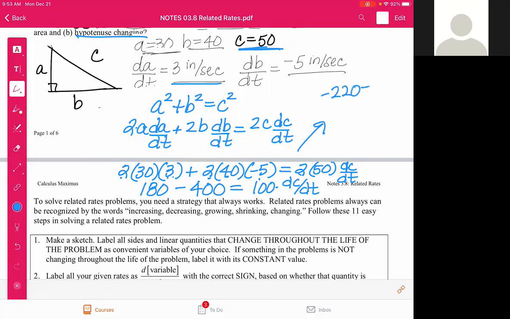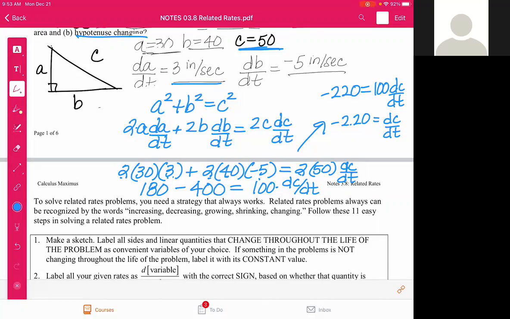Negative 220 equals 100 dC/dt. Divide by 100, which is the same as moving the decimal point over 2 spots. So negative 2.20 equals dC/dt. Okay? So that negative 2.20 represents how fast the hypotenuse is changing. Is the hypotenuse getting longer or is it getting shorter?